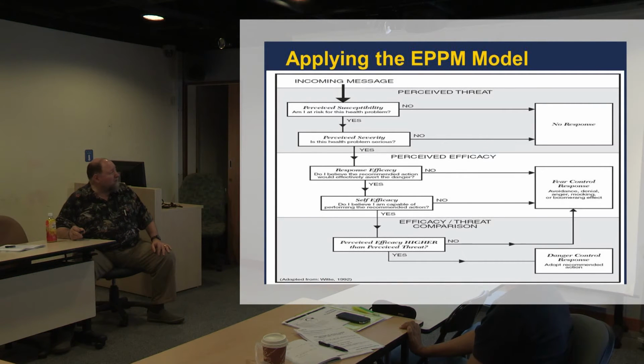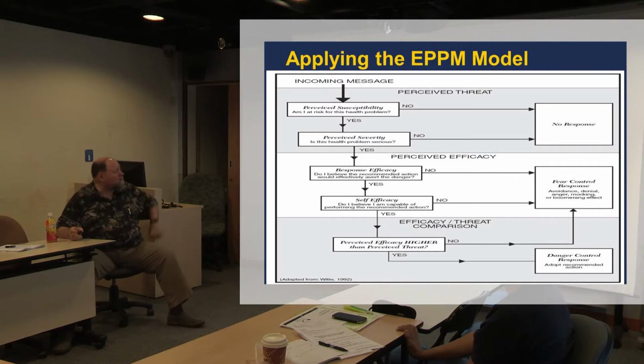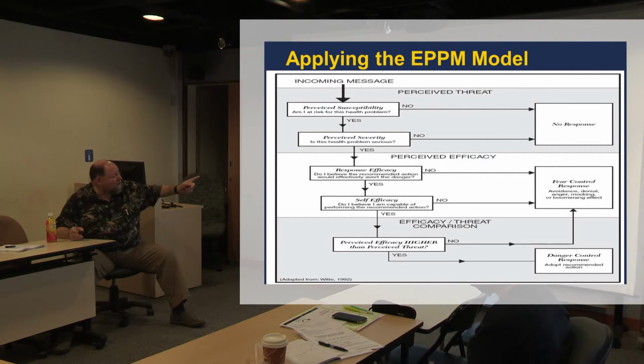Here's the application of the EPPM model. Incoming message, perceived susceptibility: am I at risk for this health problem? Yes, then you want to move to perceived severity. No, then they don't really have to deal with the problem. Is this health problem serious? If it's yes, then they move down to the next step. No, then they're out of the loop. So you've got to demonstrate along the way that they are at risk, that this is a serious problem.